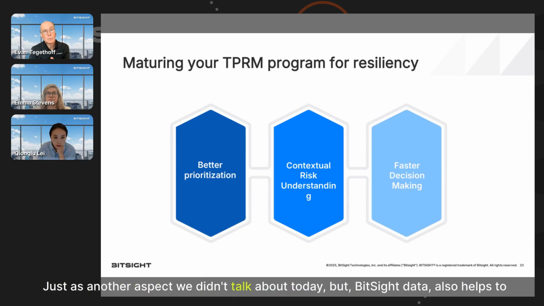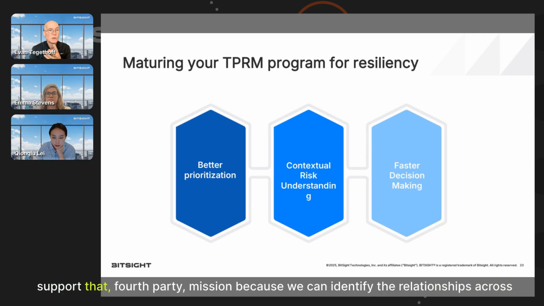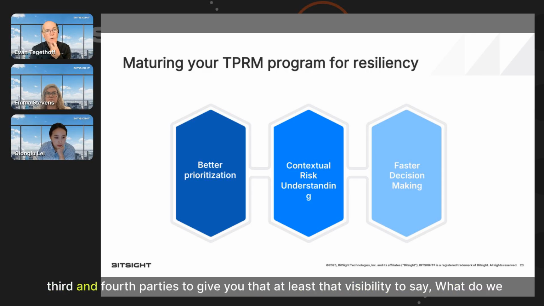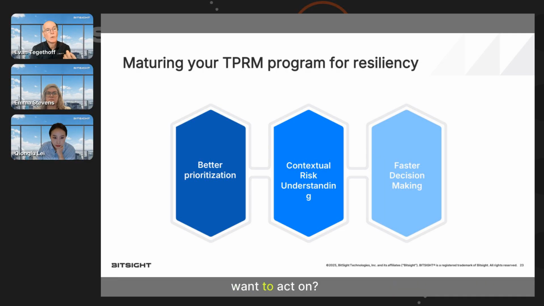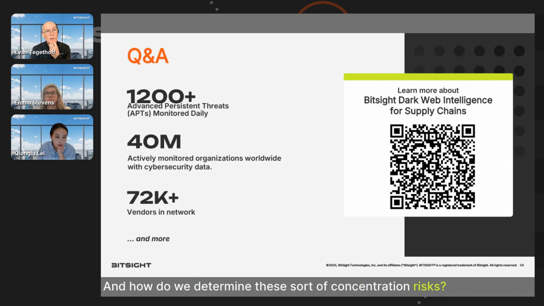Just as another aspect we didn't talk about today, but Bitsight data also helps to support that fourth-party mission, because we can identify the relationships across third and fourth parties to give you at least that visibility to say what do we want to act on, and how do we determine these concentration risks. I don't know if you have anything else to add there, Emma. No, I think you covered it.